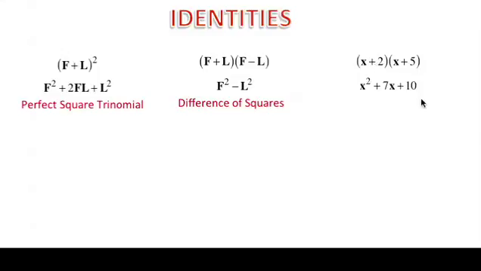So you end up getting this. Okay, you end up getting x squared plus 7x plus 10. All right, so the middle term is achieved by adding the two last terms. Okay, and the last term here, the 10, is found by multiplying the two last terms.